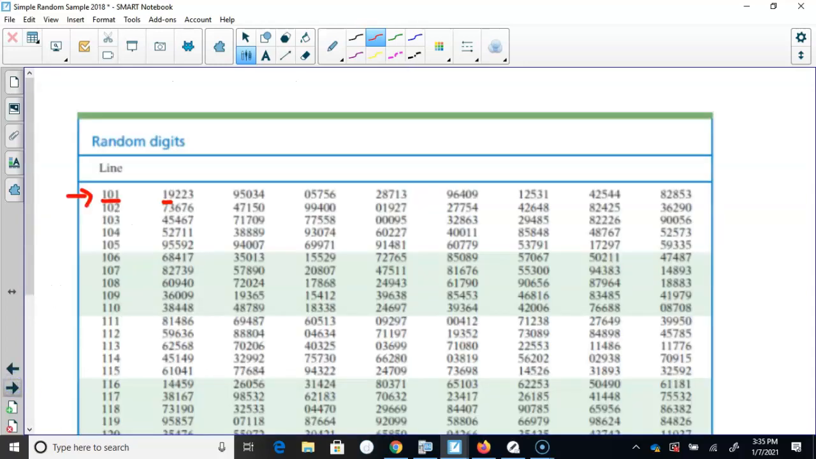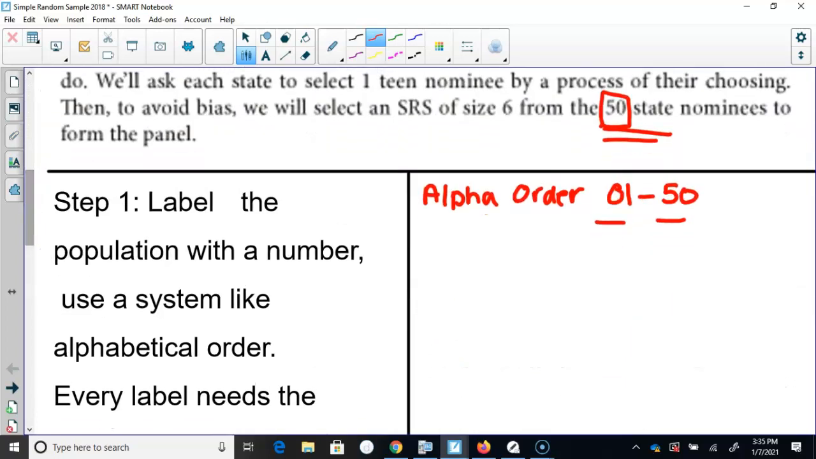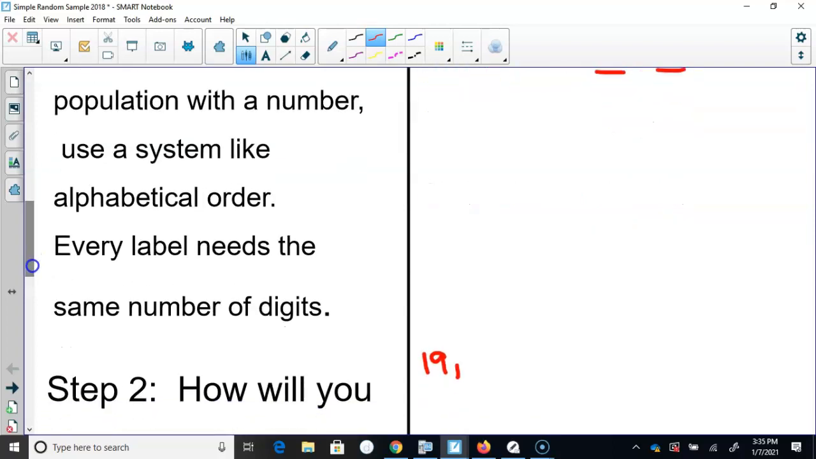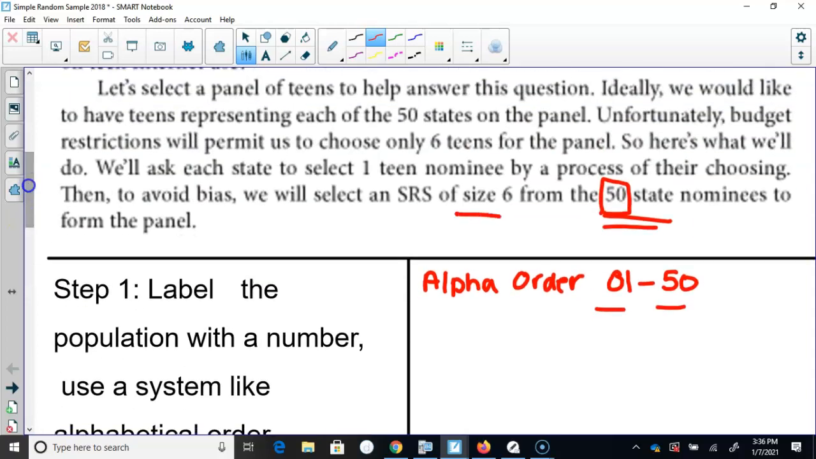I'm going to go back and I'm going to say, okay, here I have a 22. That's my next one. Is there a person that's labeled 22? Yes, there is a person labeled 22. Why? Well, because I have people labeled 01 to 50, and 22 is in between there. Okay, that's my next person. I'm going to keep doing this until I get 6 because that's how many people I want.